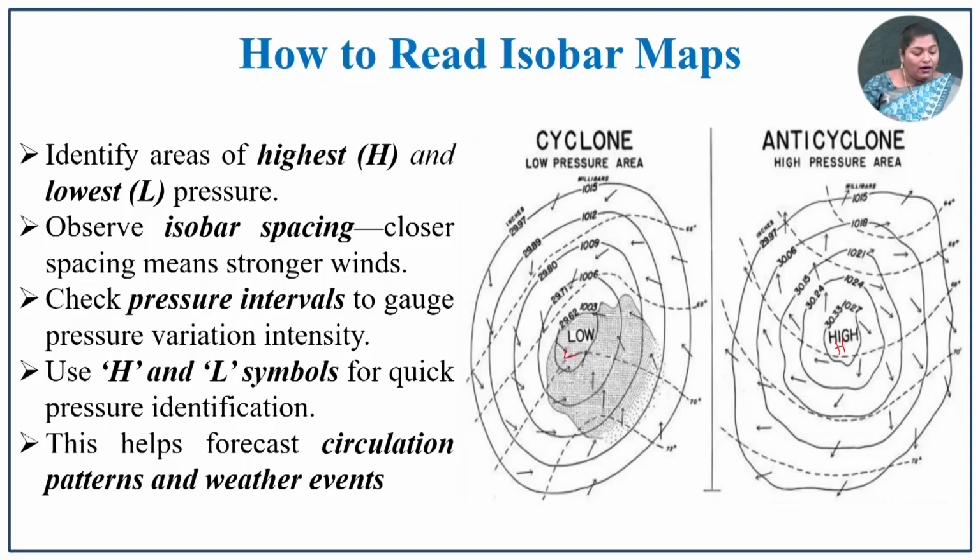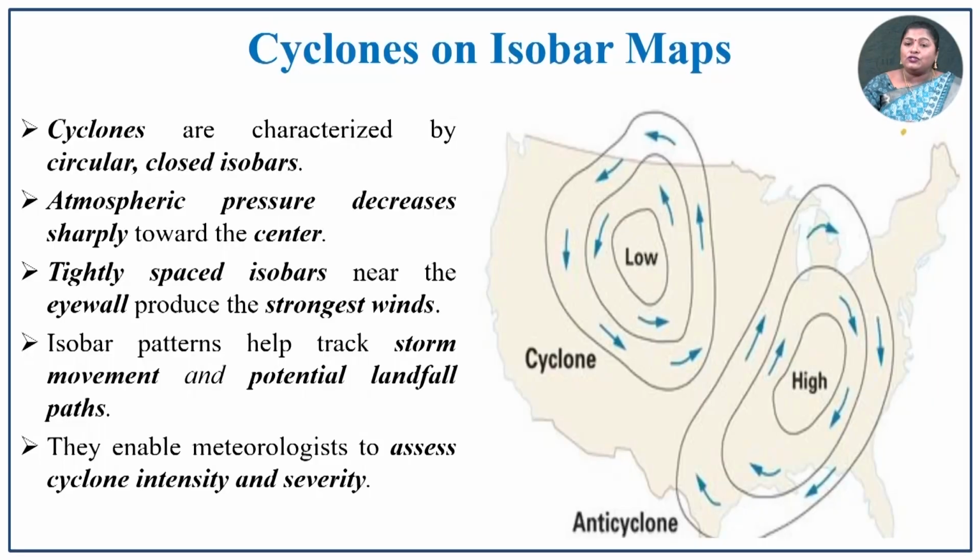If the isobars are widely spaced, the weather will be in a stable condition. The high and low pressure systems are represented by the symbols H and L. It helps to forecast the air circulation pattern and weather events. So, in order to analyze weather events and air circulation, reading the isobars on the map is most important.